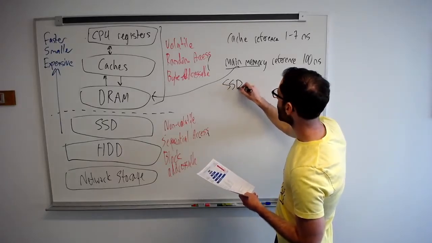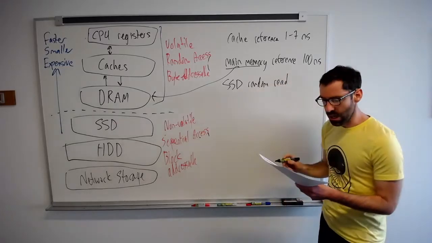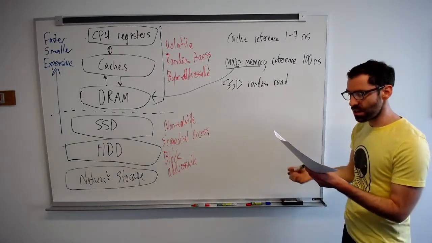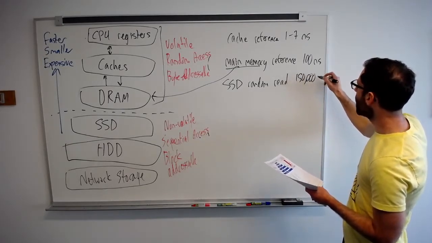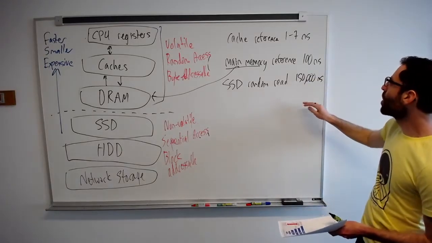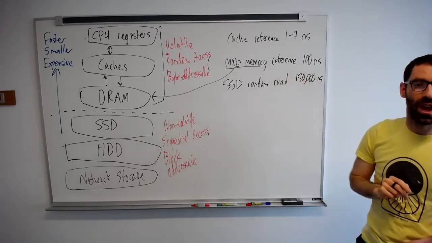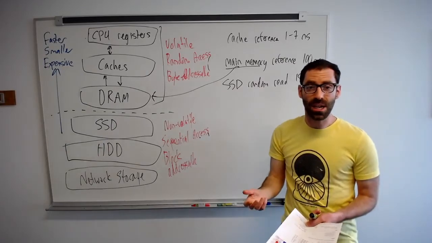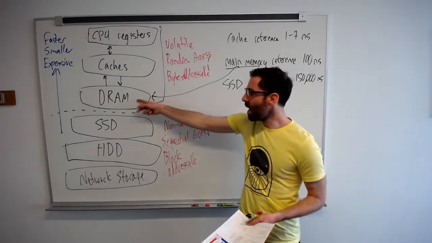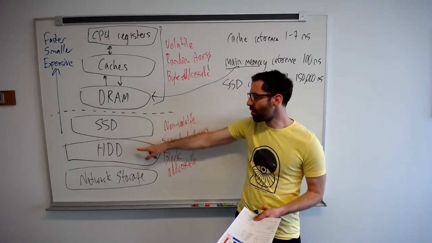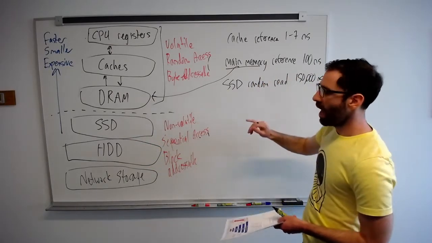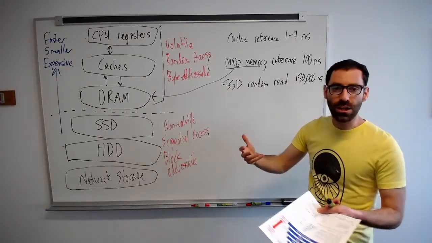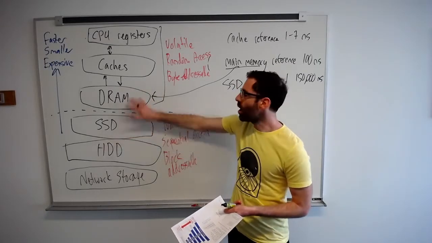By comparison, our solid state drive random read, which as you may remember is not what these storage devices are set up to do, but if we just need to get to a random point, that's something like 150,000 nanoseconds, more than 1,000 times as slow as our main memory reference. So when we're executing a query in a database, we need the data that we're processing to be in memory as opposed to sitting on a solid state drive or a hard disk drive. That's why we need something like a buffer pool manager to manage how data is transferred between memory and disk.